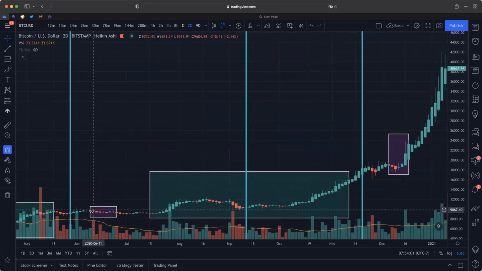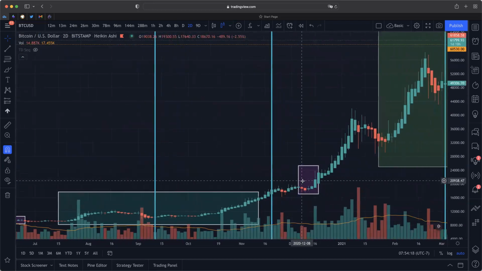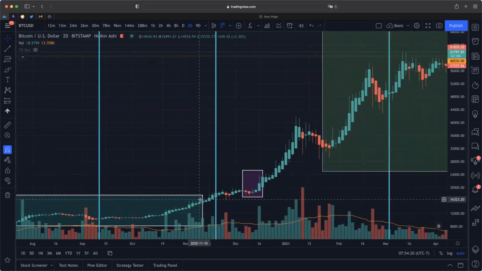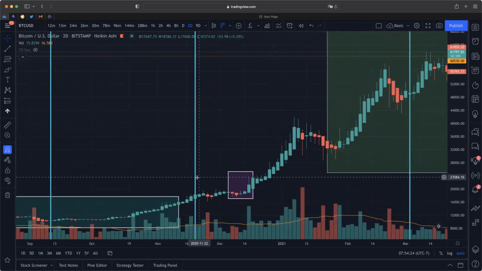We've got this correction and basing period in purple, and then it trundles sideways a little bit more, and then we start moving again in green with a correction in the middle, and that was September 2020. Let's look at some more. Now I've also got this line here that is after the end of the green box.